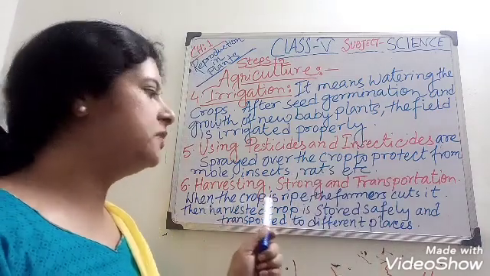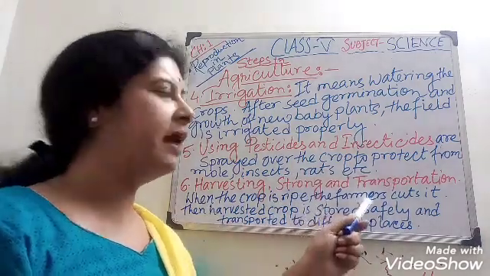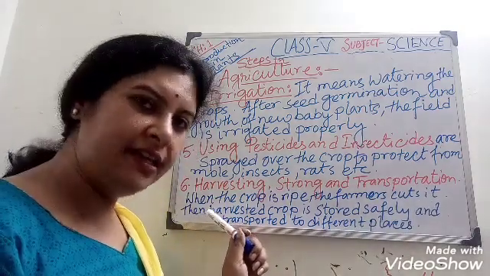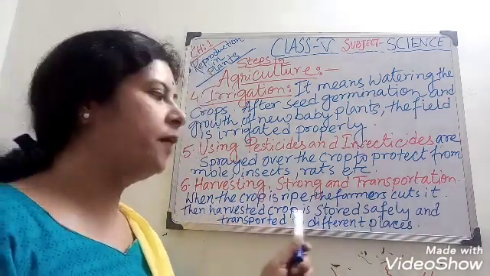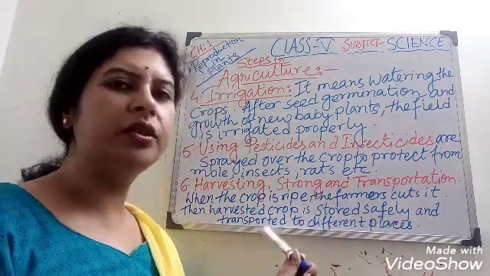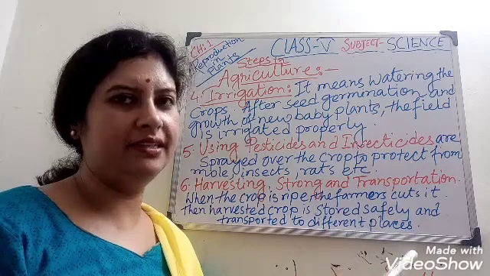When the crop is ripe, the farmers cut it. It is known as harvesting. The harvested crop is stored safely and transported to different places.